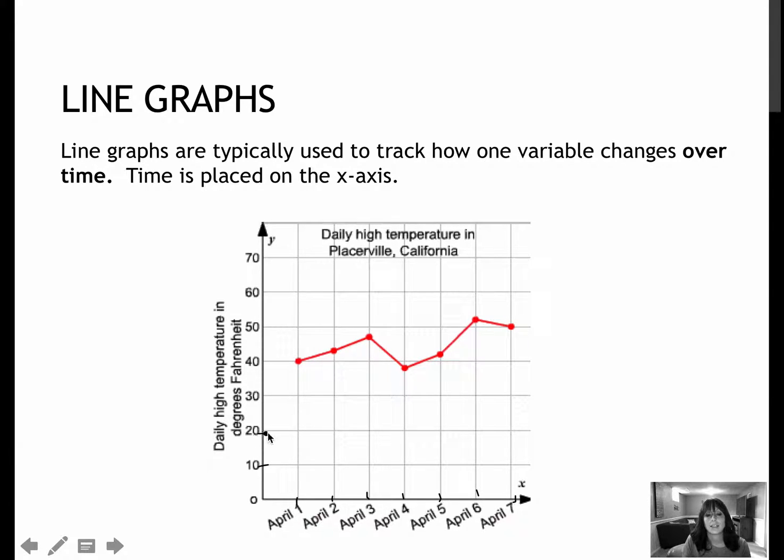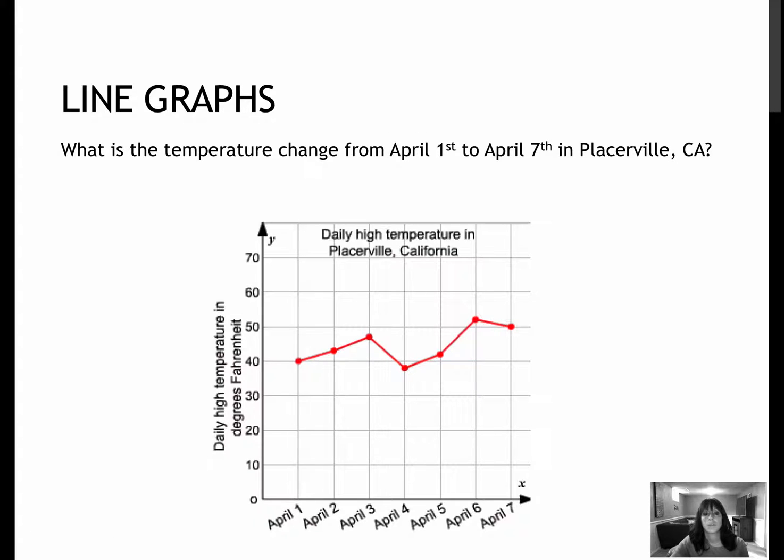Each of the lines on the side represent 10 degrees Fahrenheit. And so time is on the x. Notice that in a line graph, it's not like a scatter plot where there's scatters all over the place. These we will connect the dots because we want to see the trend of what is happening. So let's answer a question based on this information.